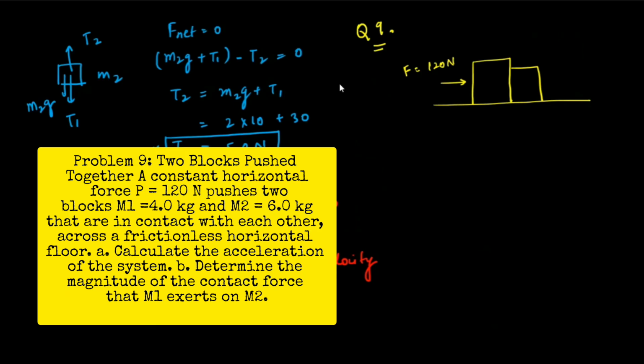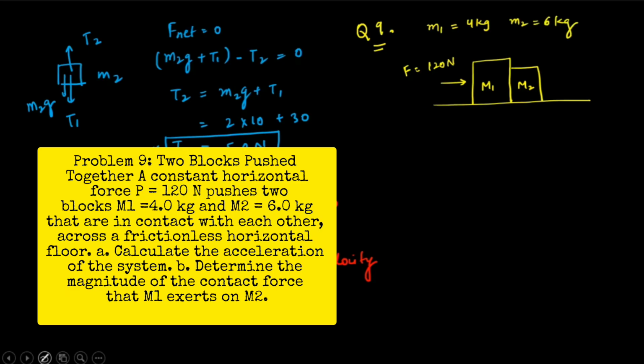Two blocks are in contact with each other across a frictionless horizontal surface. Calculate the acceleration of the system. Determine the magnitude of the contact force that M1 exerts on M2. So let me assume this is my M1, this is my M2, and M1 is given as 4 kgs, M2 is given as 6 kgs.